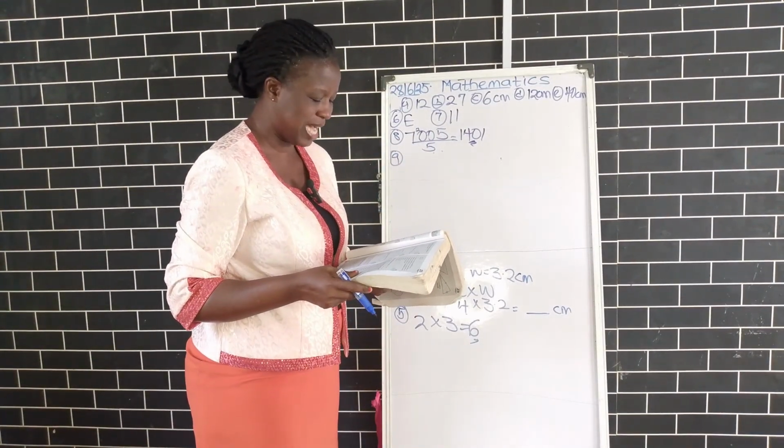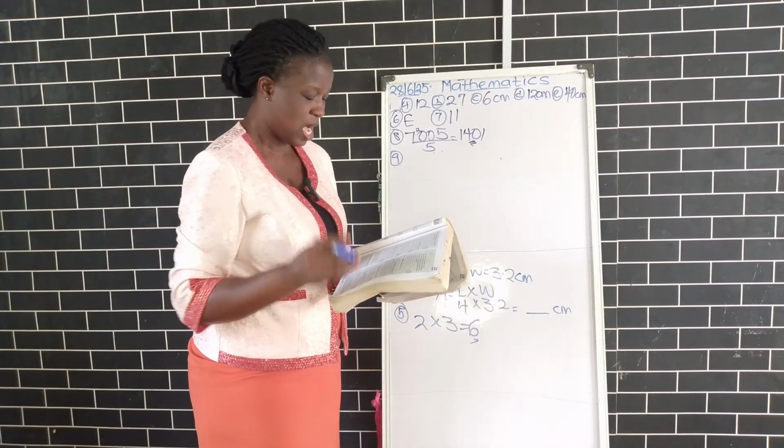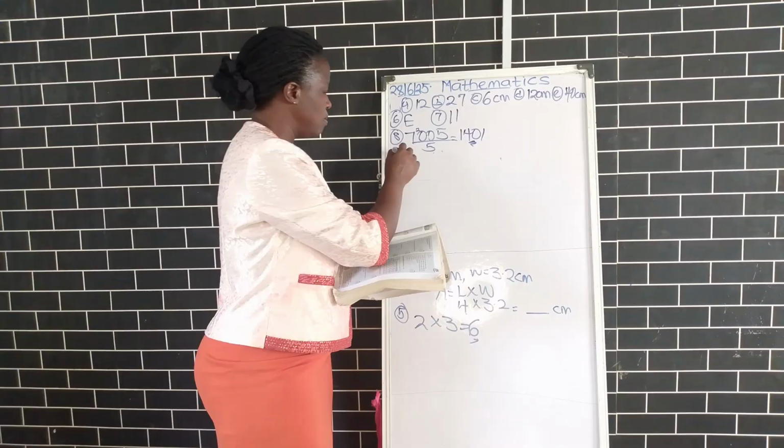Now to number 9. It said, which of the following fraction is the biggest? And we want us to do this. We can use 2 methods to do it.